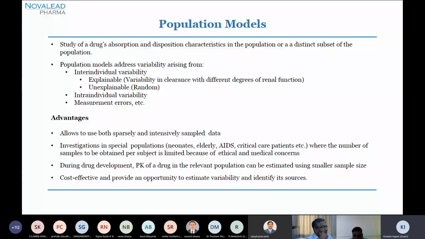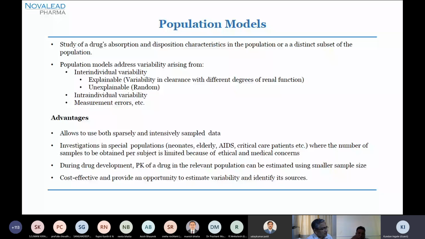When we are estimating pharmacokinetic parameters, there is always inter-individual variability as well as intra-individual variability. Just to make it clear, as we are in the pandemic era, and we are doing an online workshop because of COVID-19, let's say I would try to incorporate more examples which are relevant to the COVID situation.